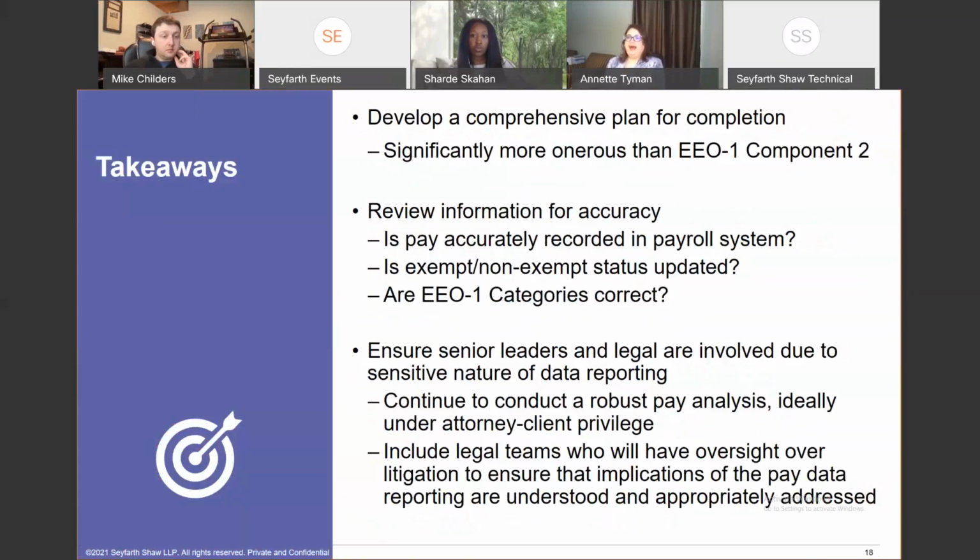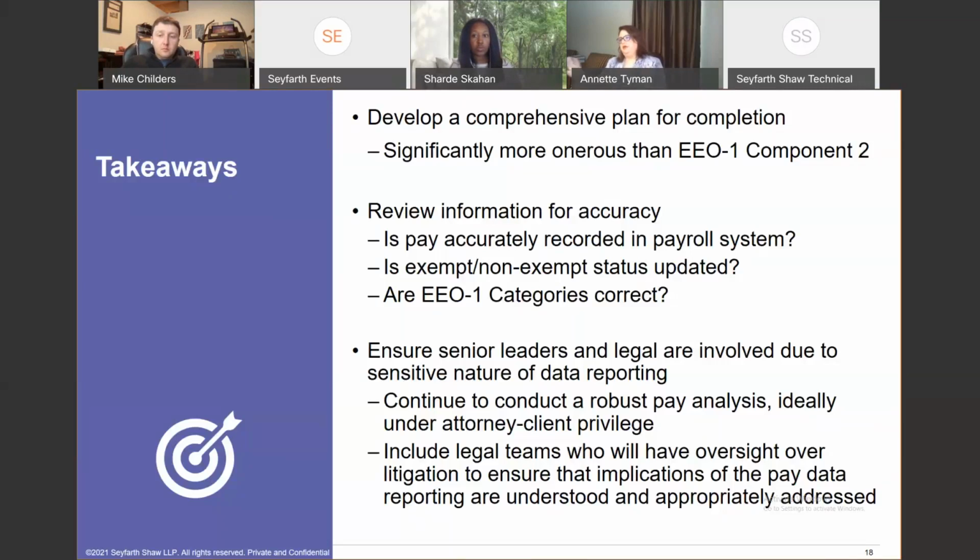So, there's a lot of information that we've gone through, and I know we've gone through it pretty quickly here, but really it's so important to have a comprehensive plan for how you're going to complete it. It is different from component 1 to EEO-1, and in our view, we think it's more onerous in terms of how you're going to report it. Some of the caveats or takeaways that the agency has, they did try to make it align somewhat to the EEO-1 report. But it is more onerous in that you're not just reporting on California employees.